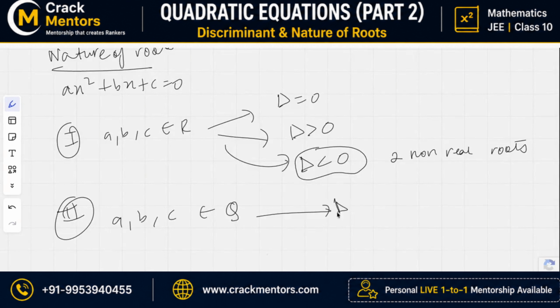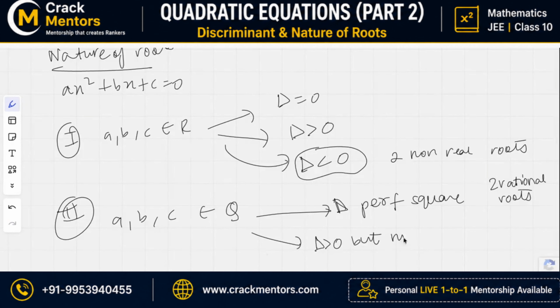Okay. Another case is A, B, C belonging to rational numbers. So let's say your D is a perfect square. So it will have 2 rational roots. And let's say your D is greater than 0, but not a perfect square. So it will have 2 irrational roots. Right?